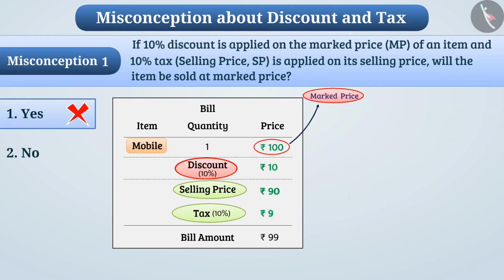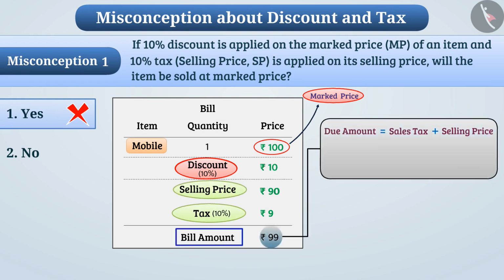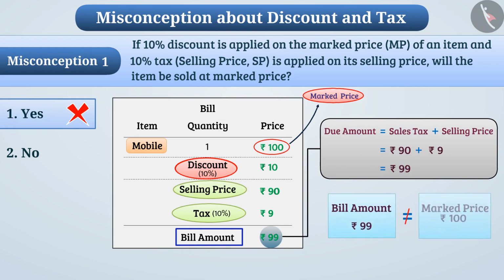Similarly, by adding the sales tax with the selling price, the due amount of the bill is obtained. 90 rupees plus 9 rupees is equal to 99 rupees. Here we will see that the bill amount is not equal to the marked price. So, the goods will not be sold at the marked price. That is, option 2 is the correct answer.